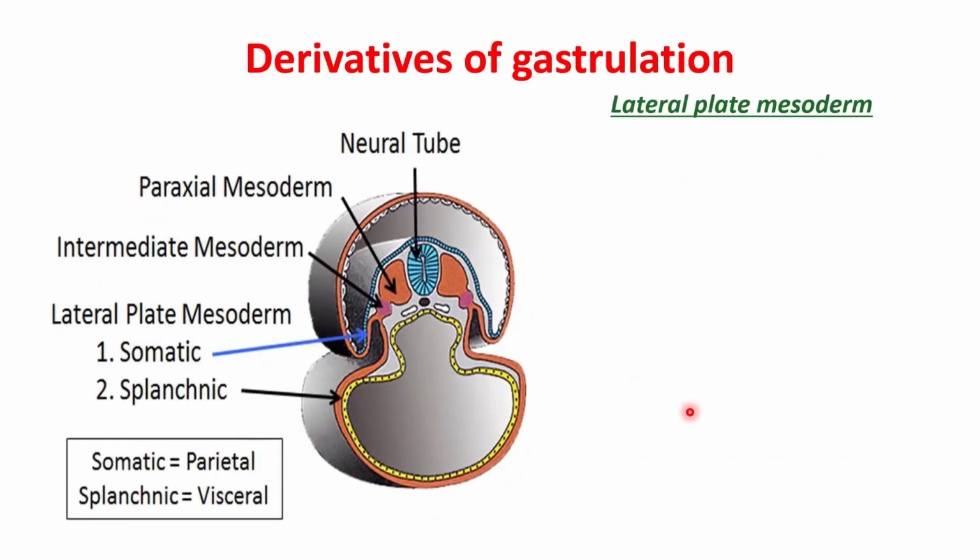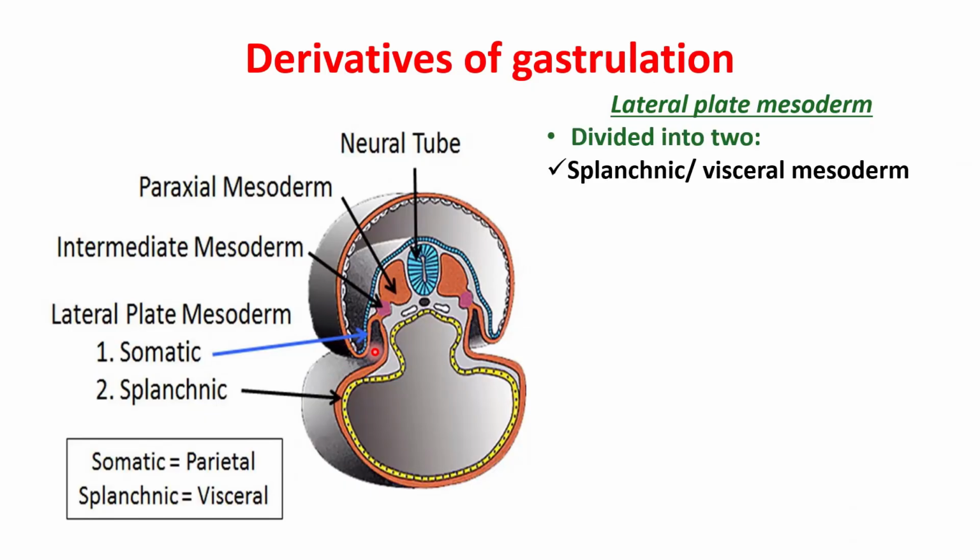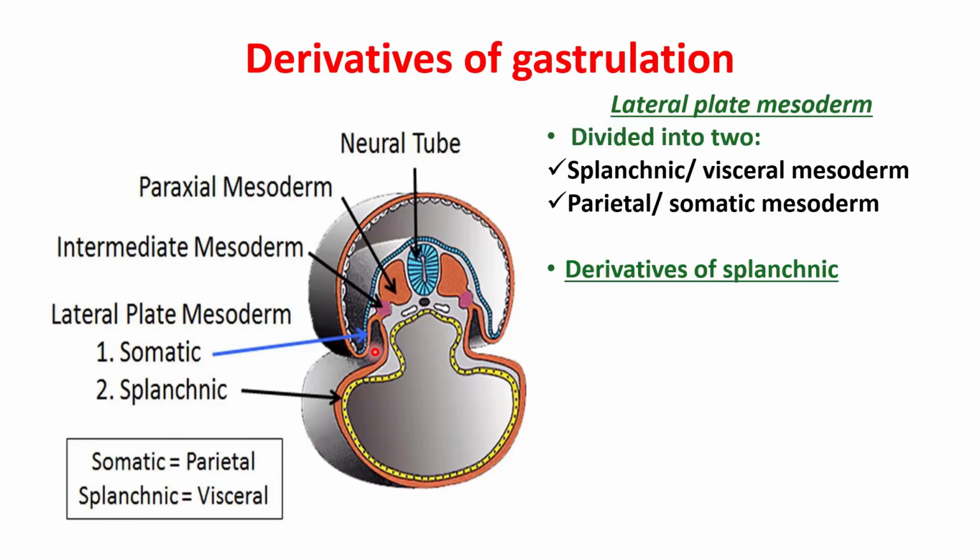And now we go to the lateral plate mesoderm. So remember we talked about the lateral plate mesoderm being divided into two. The somatic, the one that is on the outer bit, that is the somatic or the parietal part of lateral plate mesoderm. And then you have the splanchnic or the visceral part of lateral plate mesoderm. So it's important that you note that lateral plate mesoderm will be divided into two: splanchnic or visceral part, parietal or the somatic part.